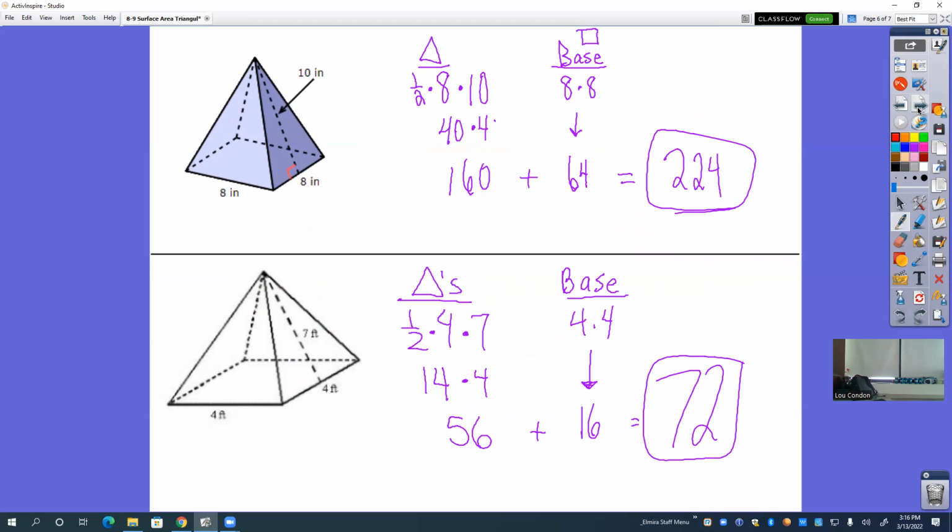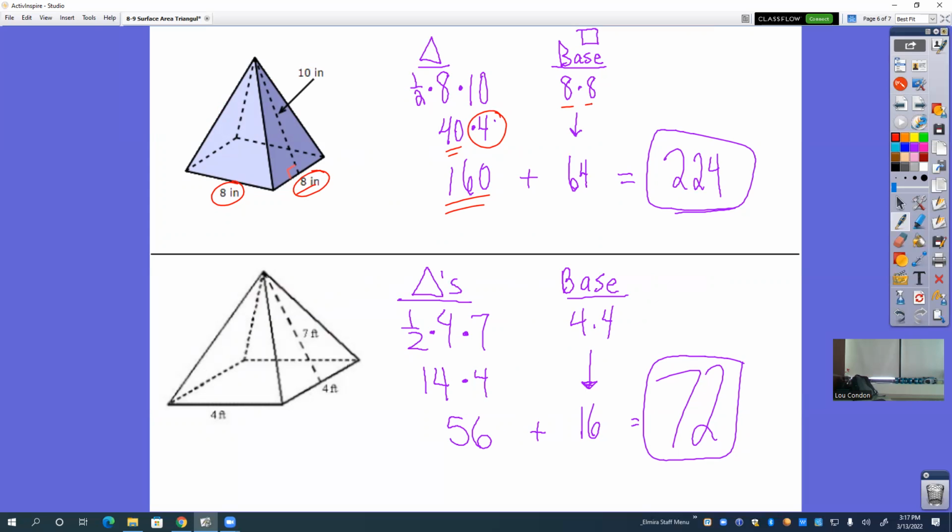Okay, so again, the area of the triangle, 1/2 times the base, which is 8, times the height of the triangle, which is 10. So 1/2 times 8 times 10 is 40. But then there are 4 sides to the pyramid, so we're going to multiply that by 4. 40 times 4 is 160. And then the base is just length times width, which is 8 times 8, which is 64. So 160 plus 64 equals 224.